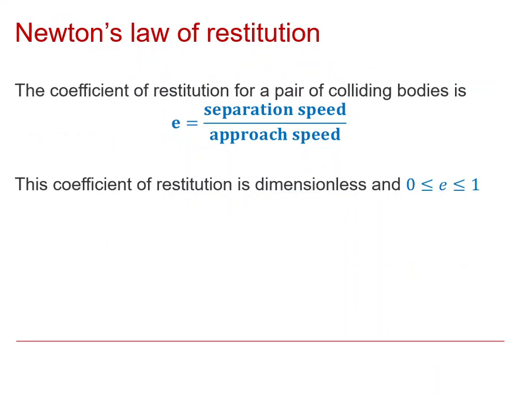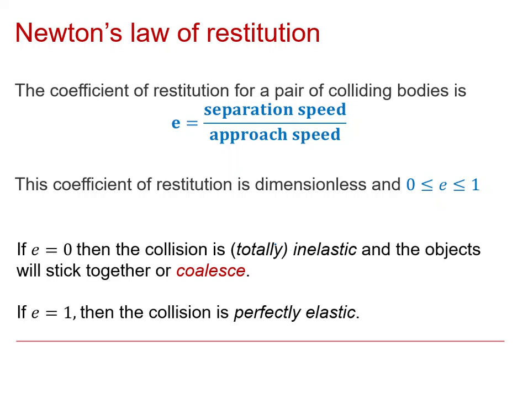So we've got our definition of E. We also note two things: that it's dimensionless, it must be because it's a ratio of two speeds, so the units would cancel out. And E always lies between 0 and 1. Those two special cases, 0 and 1, have names. If E equals 0, the collision is described as totally inelastic. That's where the separation speed must be 0, so the bodies essentially stick together or coalesce. If E equals 1, then that case is called that of perfect elasticity.